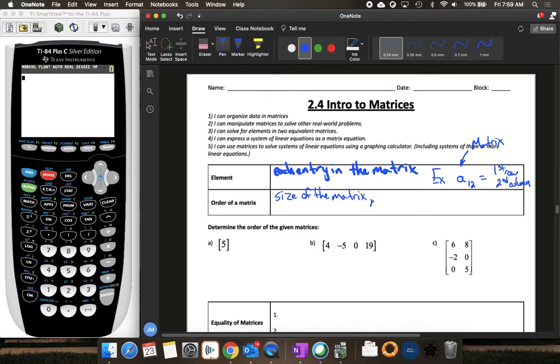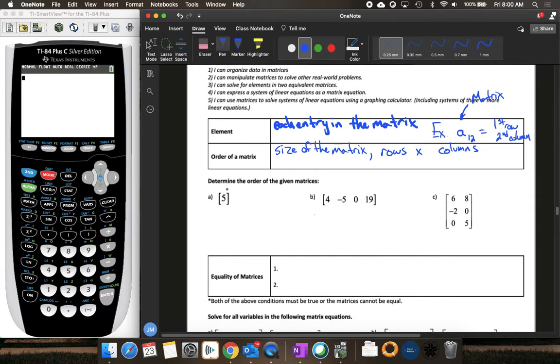So the order of a matrix is the way we describe the size of the matrix. And we do that by listing the number of rows by the number of columns. And again, this X doesn't mean multiplication. It means that that is an arrangement that you've made. So the number of rows by the number of columns.